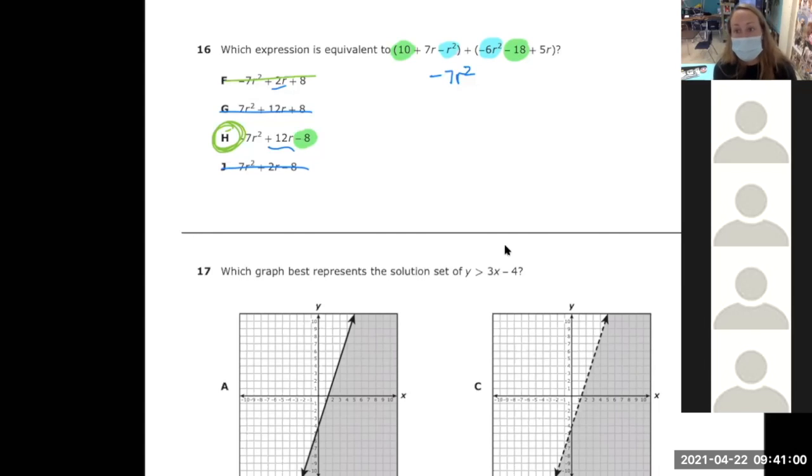Y'all should be writing down everything that I'm writing down, especially the Dixieroid thing, and whenever we talked about moving left and right and up and down with graphs. That should be written down. That's super important.